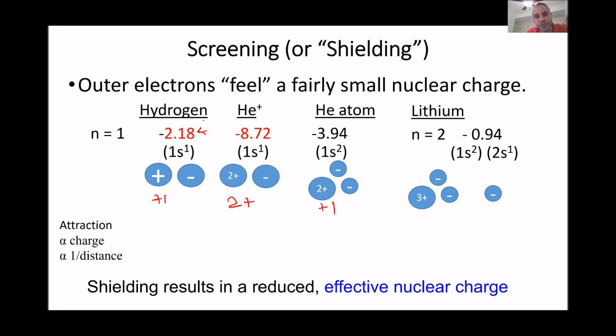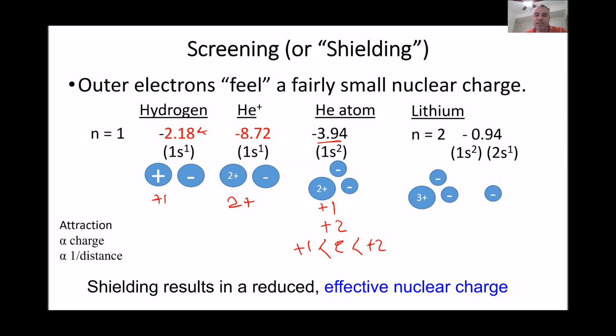2.18 ×10^-18 joule. But you can probably think that it's possible that both of them are actually feeling the whole 2 plus charge of the nucleus. And in this case, it should have had the same energy as the plus ion, with negative 8.72 ×10^-18 joules. However, the value of the orbital energy in this case is actually something in between, which means each one of these electrons is feeling a somewhat greater charge than plus one, but still a lower charge than plus two.